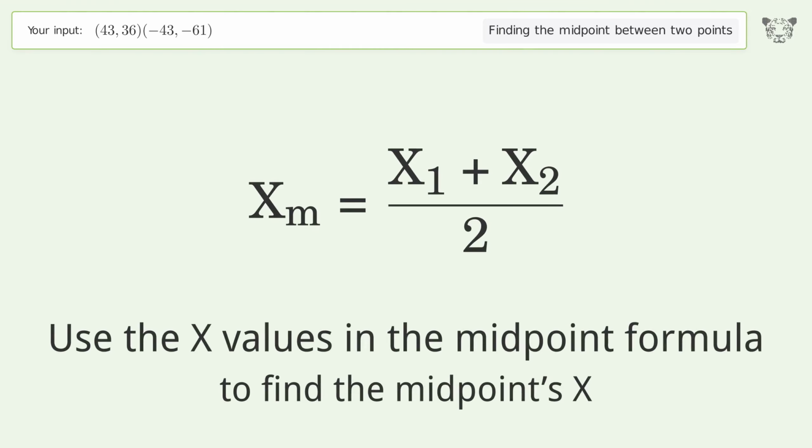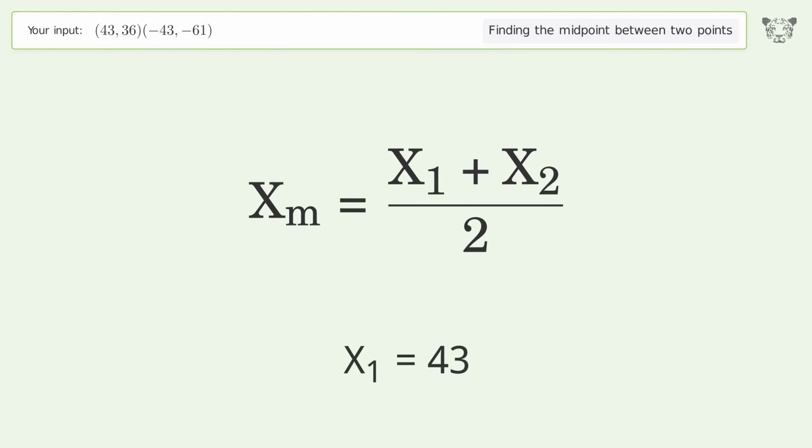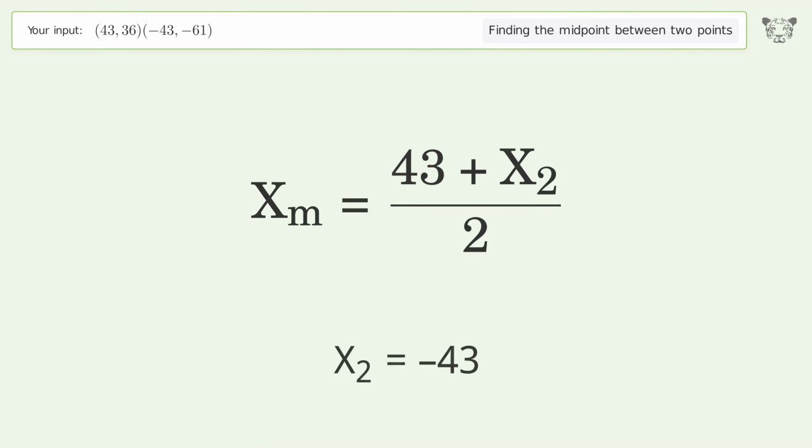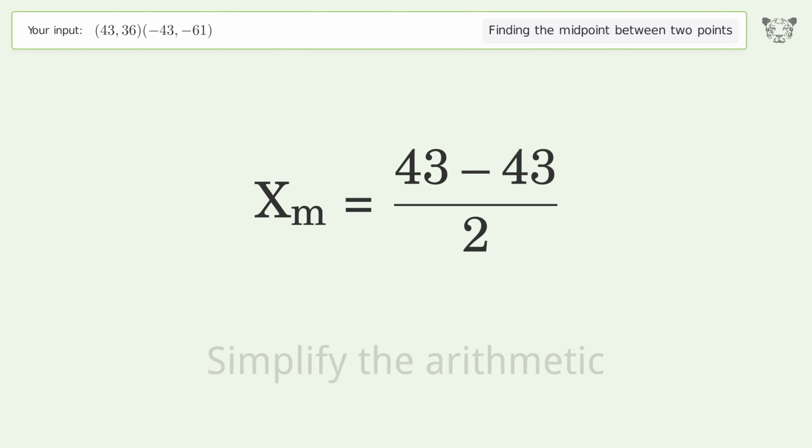Use the x values in the midpoint formula to find the midpoint's x. x1 equals 43. x2 equals negative 43. Simplify the arithmetic.